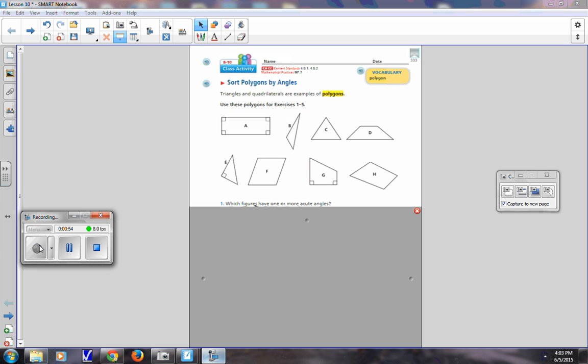Well, let's look at them. Does A have any acute angles? No, because those are all right angles, or 90 degrees. Does B have an acute angle? Yes. Right here and right here. It says one or more. Here's an acute angle. Here's an acute angle. Here's an acute angle. Here's an acute angle.